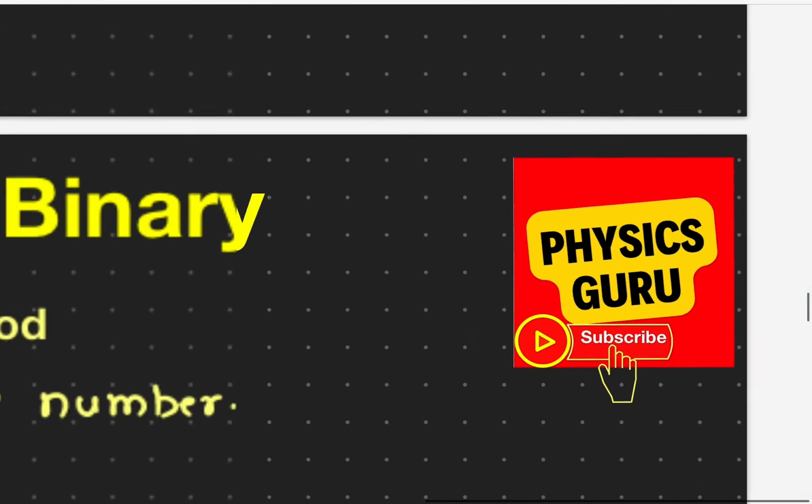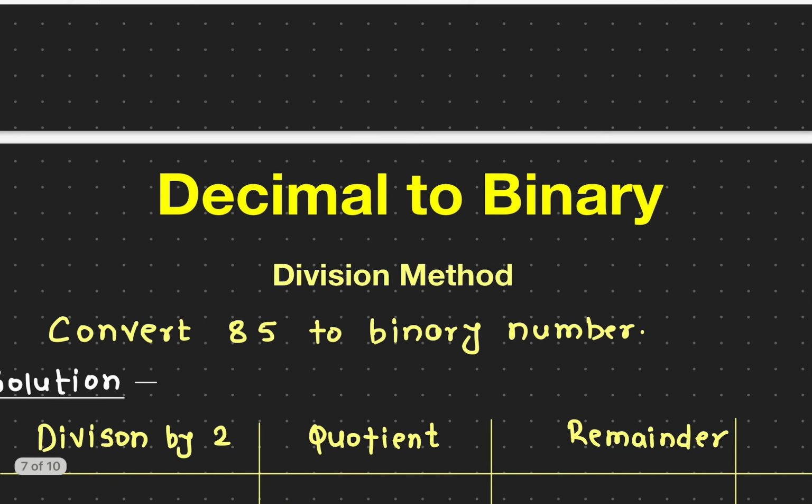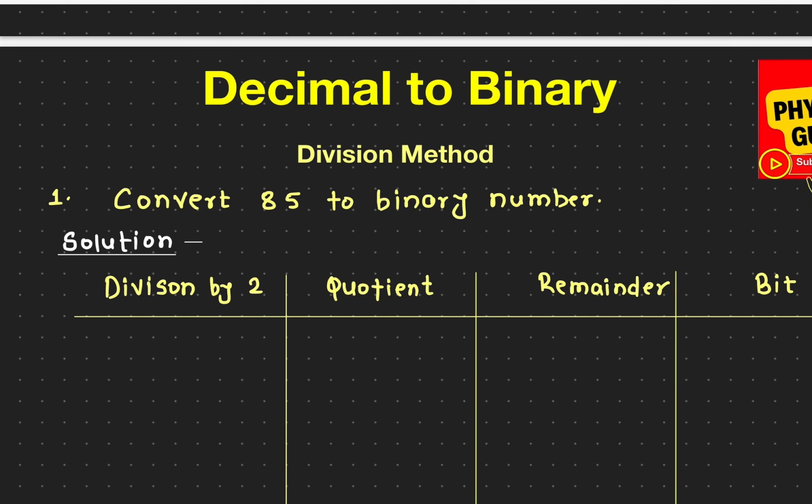In this video, we're going to talk about how to convert the decimal number into binary number. And the method we're going to use is the division method. In the last video, we talked about the subtraction method for converting decimal into binary. As an example, I have chosen 85.